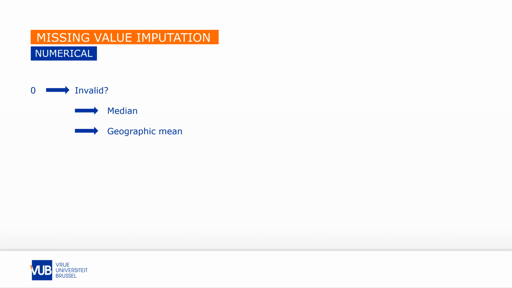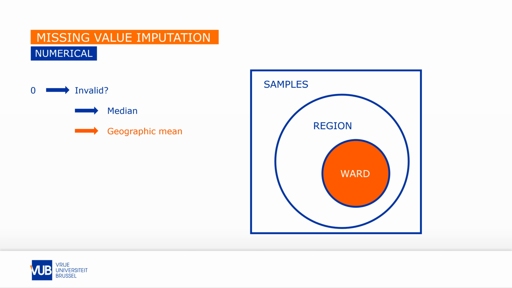In the numerical case, all missing values were represented as zeros. First, we needed to make sure 0 was not a valid value for that feature, and then we could impute the missing values by either the median, in case of highly skewed data, or by the geographic mean. What is the idea behind this geographic mean? Well, it is expected that, for example, a feature like longitude will have a better approximation if we only consider samples in its geographic vicinity for computing the mean.